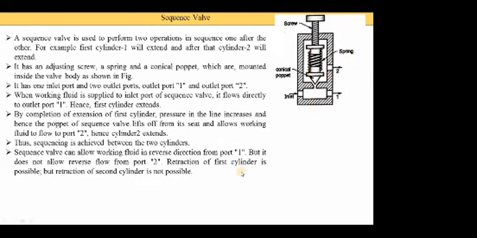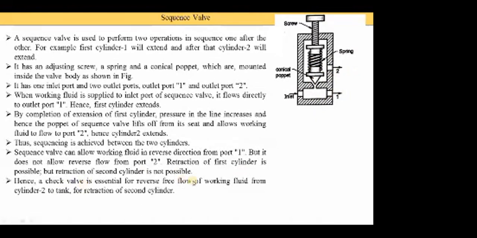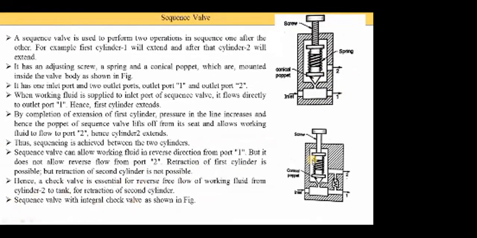To solve that, we need to put in a check valve. The check valve is essential for the reverse free flow of the working fluid from cylinder 2 to the tank for the retraction of the second cylinder. So here is a sequence valve with an integral check valve, as shown in this figure. In this image, between outlet port 1 and outlet port 2, a check valve is provided. When the retraction in cylinder 2 is going on, the oil comes in at port 2, and from port 2 it is supplied to port 1, and from port 1 it goes back to the tank or reservoir.